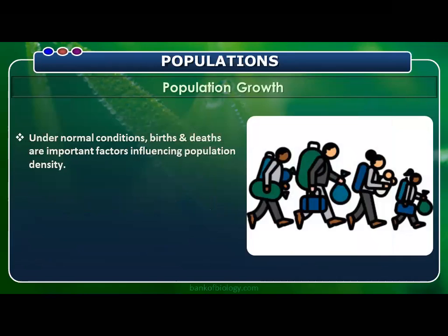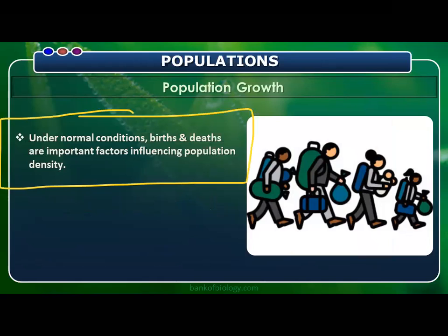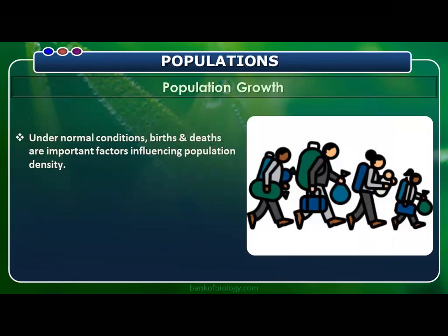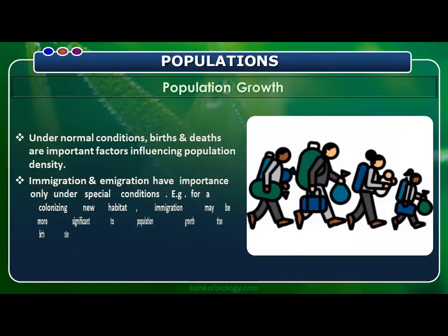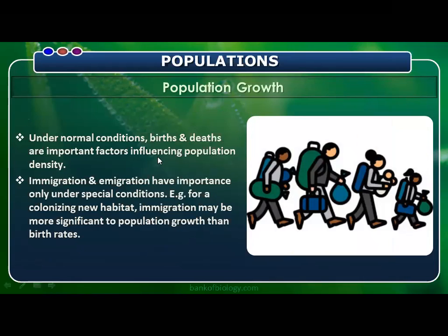Next, under normal condition, births and deaths are important factors influencing the population density. Remember this statement. Under normal condition, births and deaths are important factors influencing the population density. Because immigration and emigration is not a regular process. Immigration and emigration have importance only under special condition.